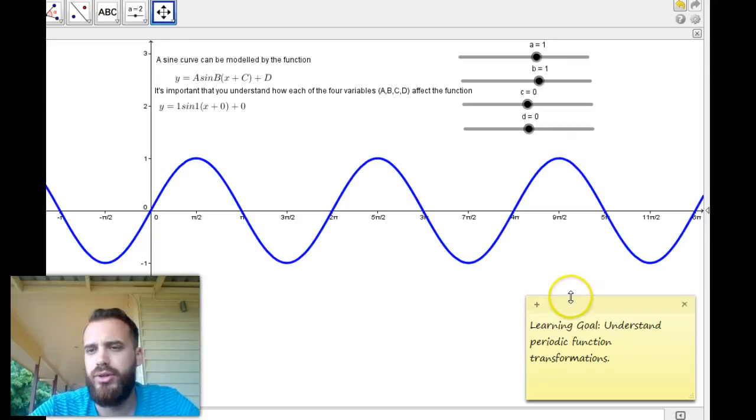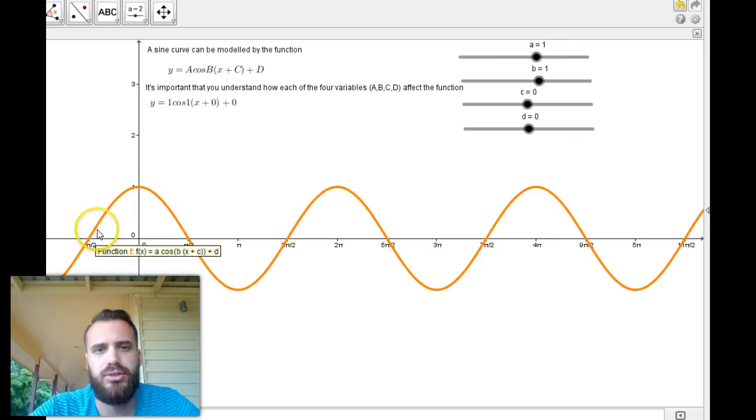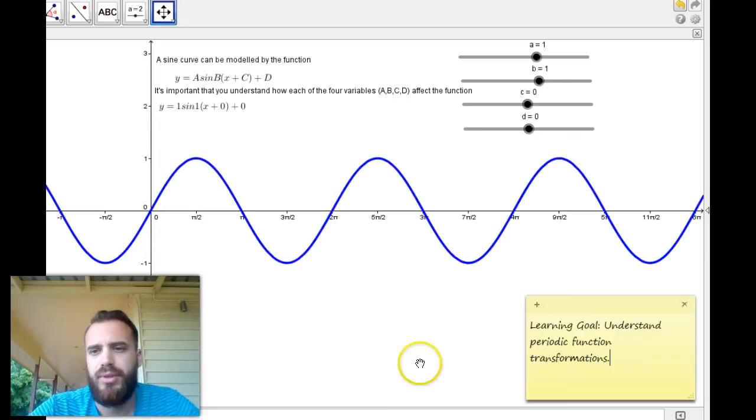Okay, so our learning goal for this lesson is to understand periodic function transformations. Now you'll remember from last year that a periodic function can be a sine curve like this one. We'll also take a look at cosine curves like this one. First of all though, let's take a look at our sine curve.